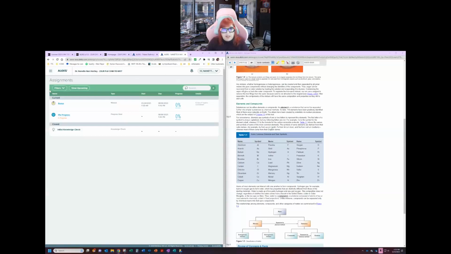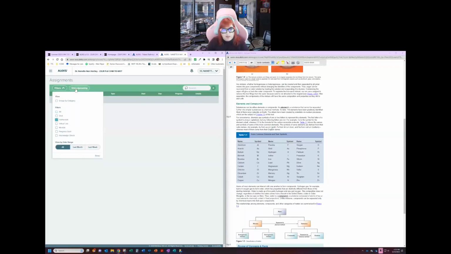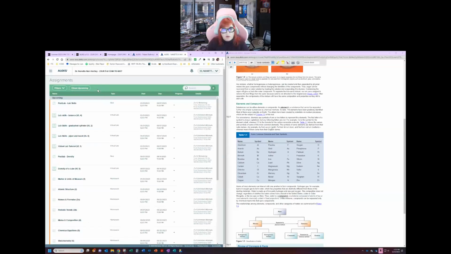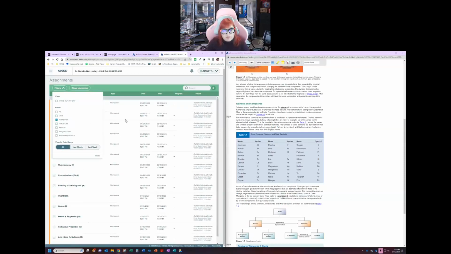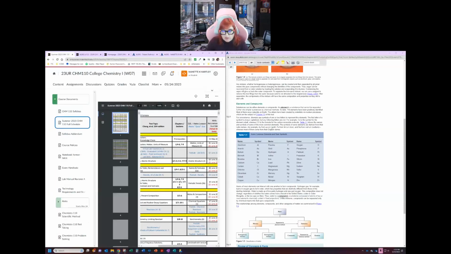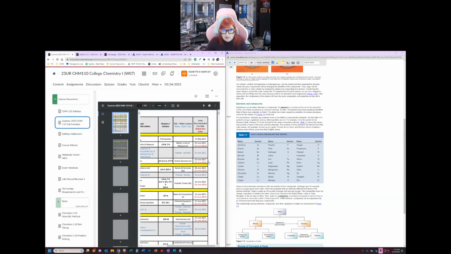I'll show you this again in detail so we can filter this for homework, and I can view upcoming and view all, and filter this for homework again. What you'll see is the matter in units of measure is right here. So that's the homework associated with that particular topic, right? So that's what we're talking about there. You'll also see that there is a due date for that.